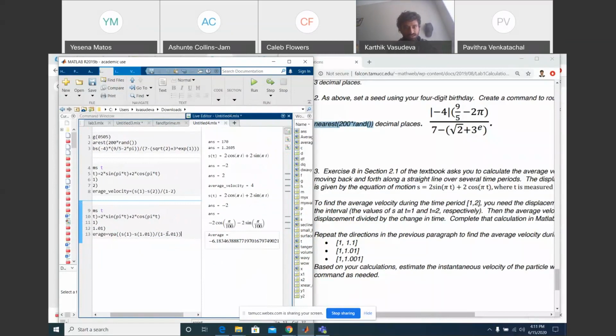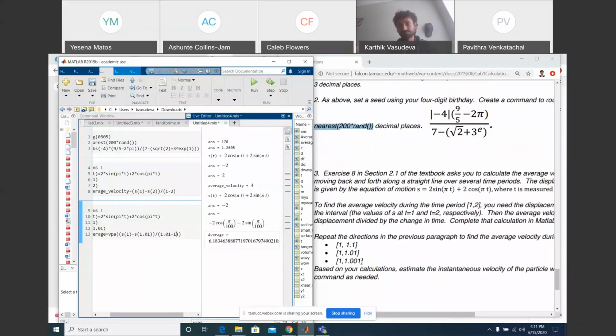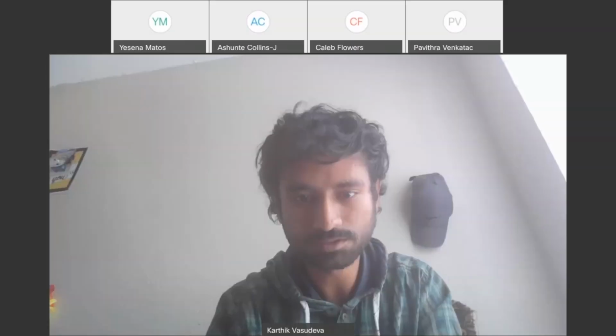This should not be negative, so try to change something with the denominator. 6.183 is the answer. So do the same procedure for the third one, and you are done with everything. That's it. That's assignment one. Do you have questions?